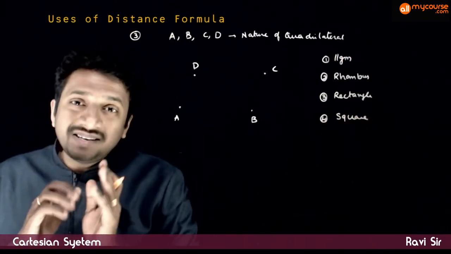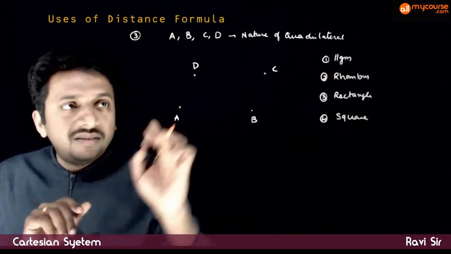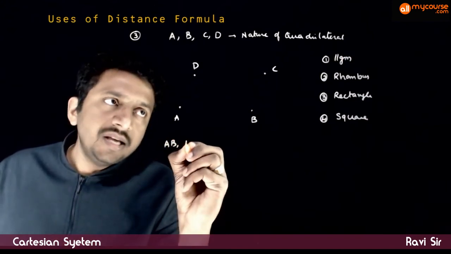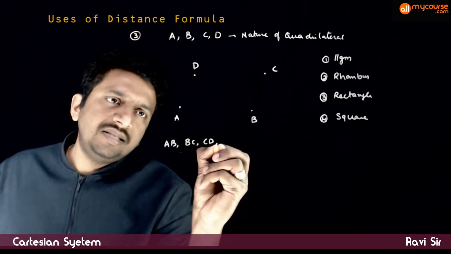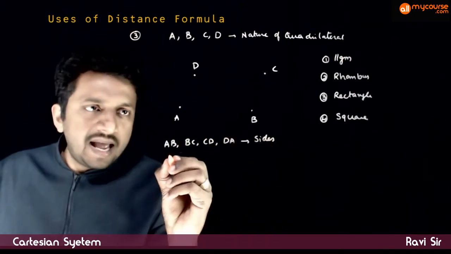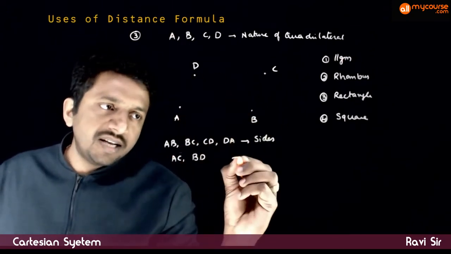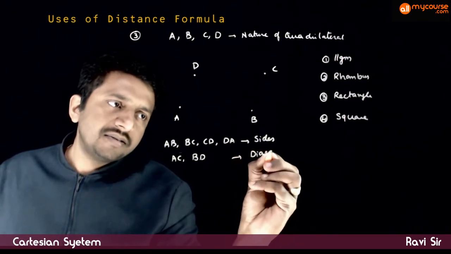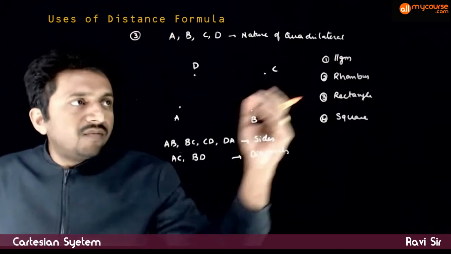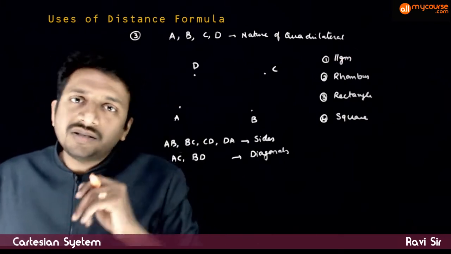You just need to find 6 distances to determine which figure the 4 points form. You need to find the lengths AB, BC, CD and DA. These are the sides, and AC and BD, which are the diagonals. If you find these 6 lengths, you can very easily determine which kind of quadrilateral the 4 points form.